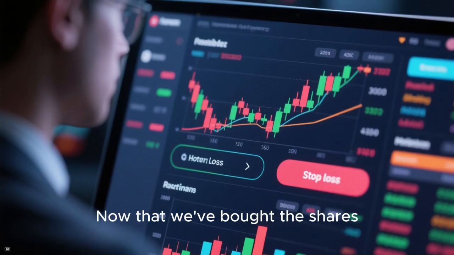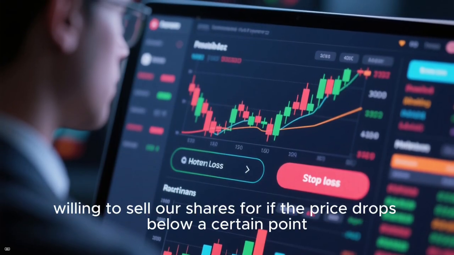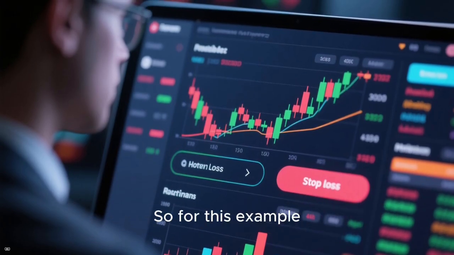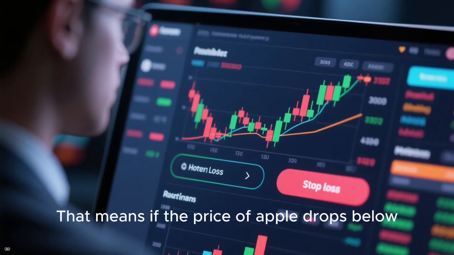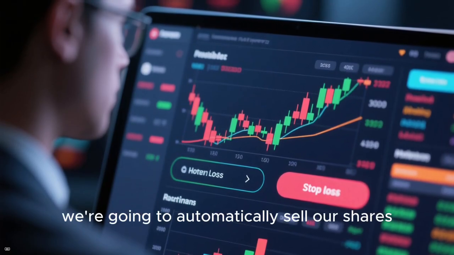Now that we've bought the shares, we want to set a stop loss on it. Stop loss is basically the price that we're willing to sell our shares for if the price drops below a certain point. So for this example, we're going to set our stop loss at $153. That means if the price of Apple drops below $153, we're going to automatically sell our shares.